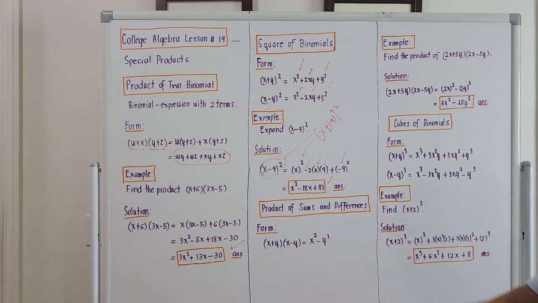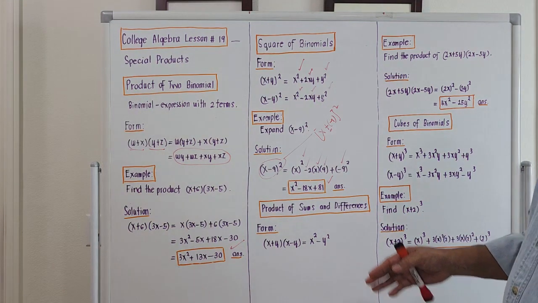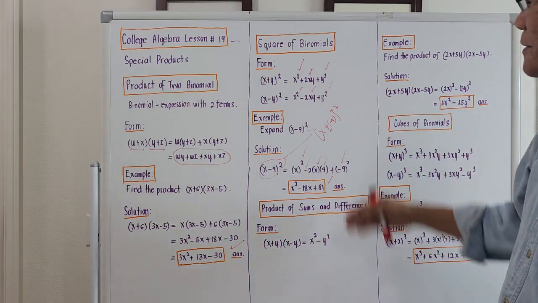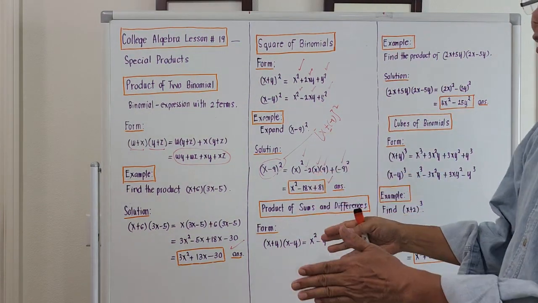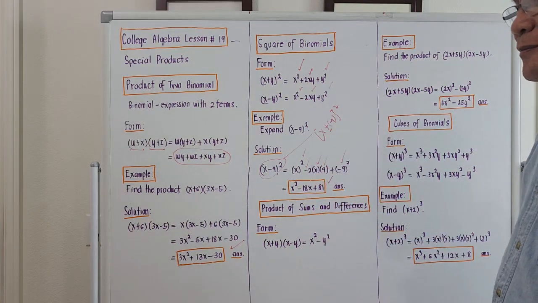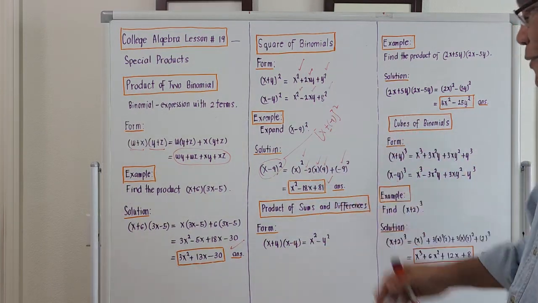So we got no problem with the square of a binomial. This lesson will be an easy one for us, right? But the next ones will be a different one.